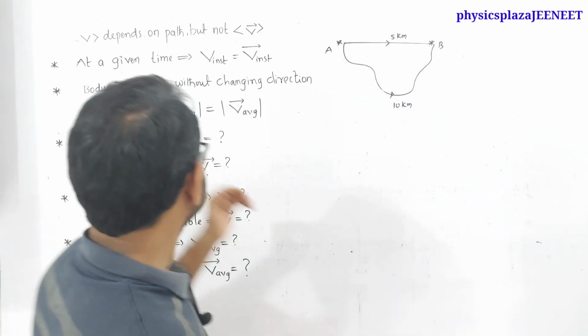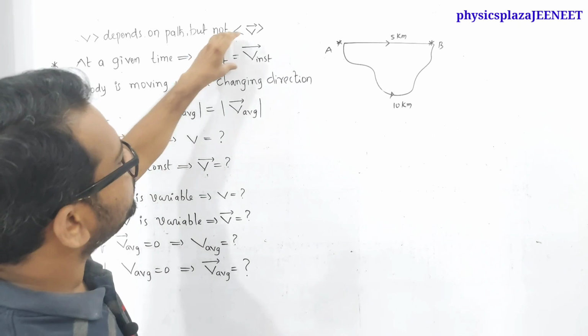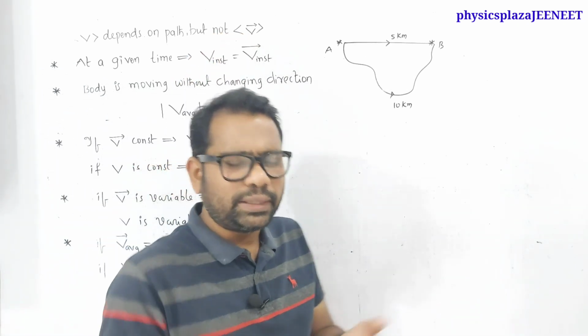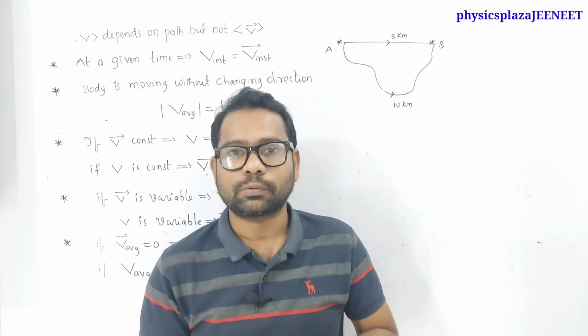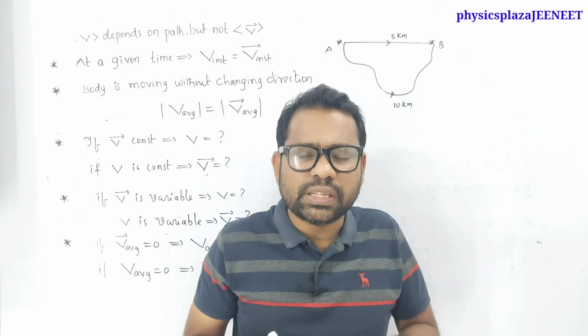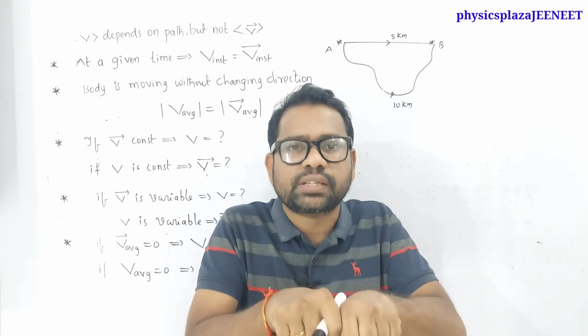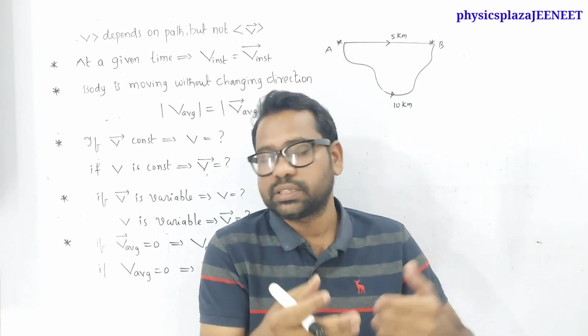Clear? Fine. Next one, children: at a given time, instantaneous speed is equal to instantaneous velocity, of course. At that moment you don't even have time to change direction, the time interval is almost 0. At that moment the speed and the velocity are equal. If you take some more time, it is different.